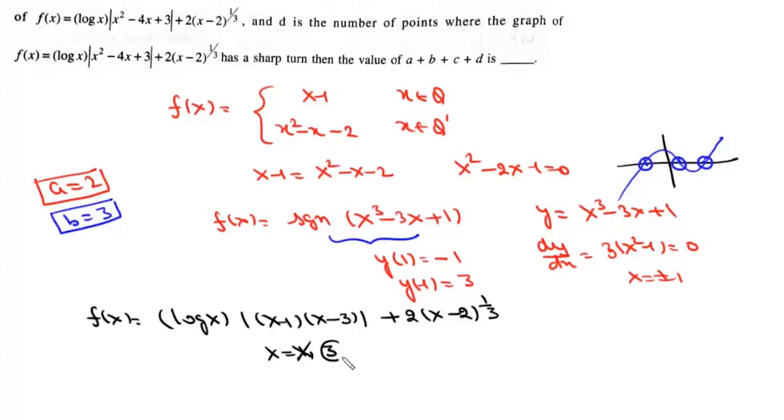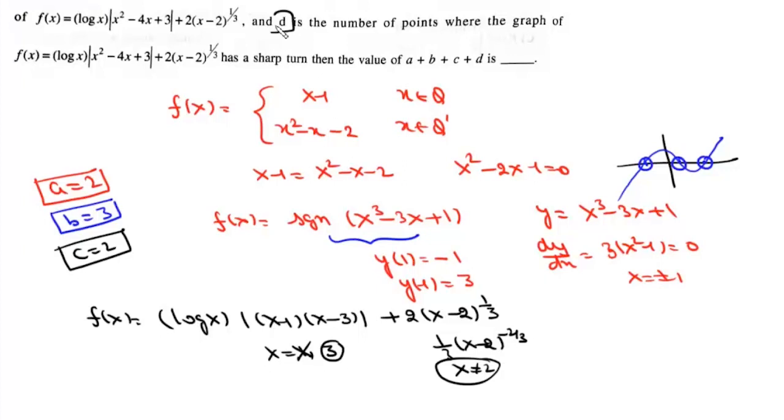So it is non-differentiable at 3, and if we differentiate this, we get 1 by 3 into (x minus 2) to the power minus 2 by 3. That means it is not differentiable at x equals 2. So the value of C is 2. So this function is not differentiable at 2 points.